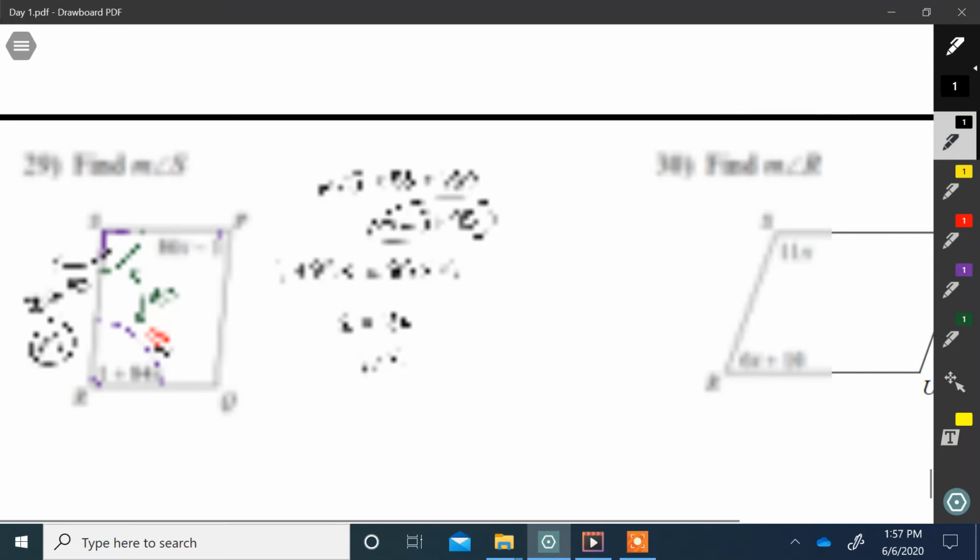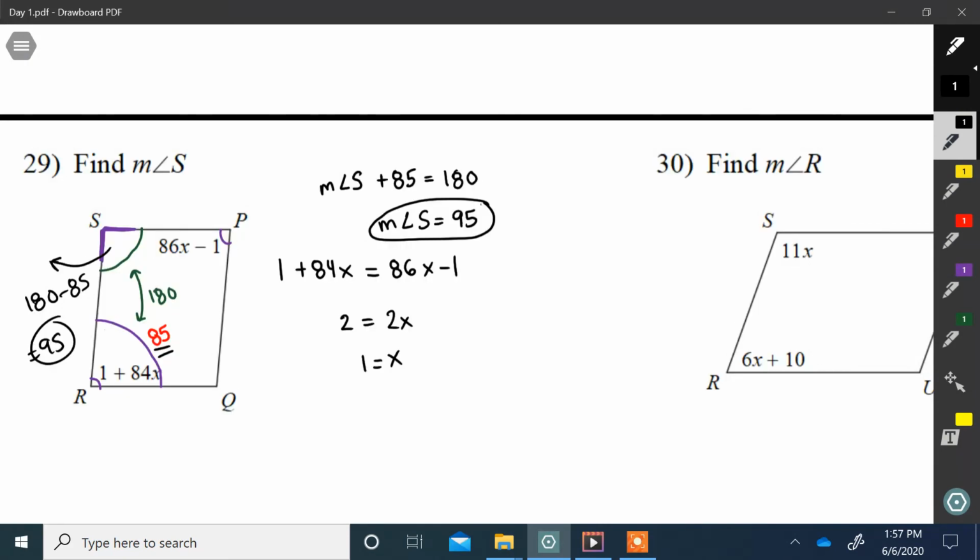There's gonna be a lot of problems related to that you're gonna be solving on IXL, and then you're gonna be doing homework on that as well. And then the quiz is gonna be all related to this as well.